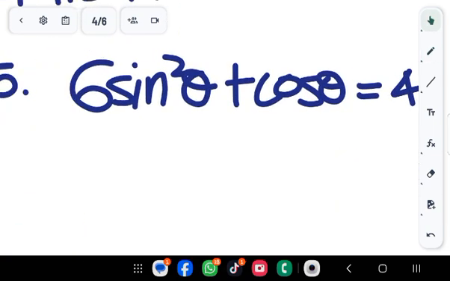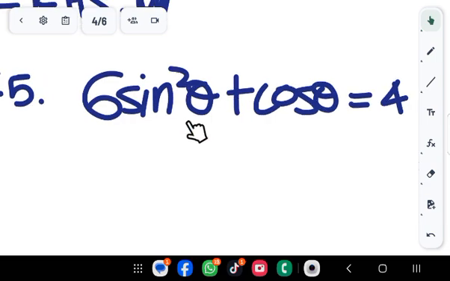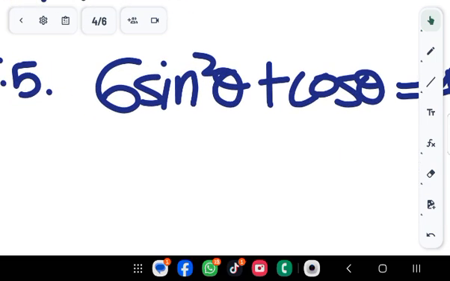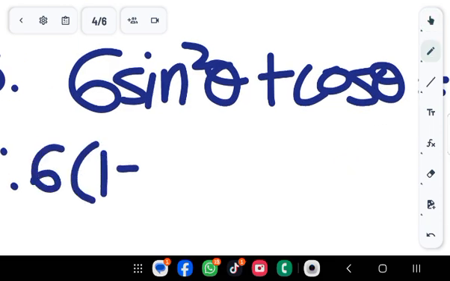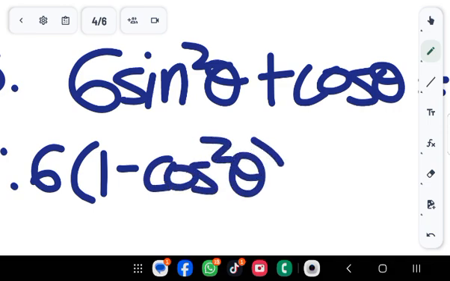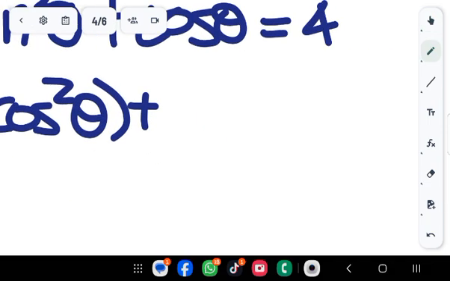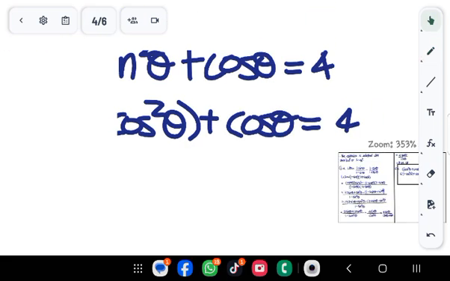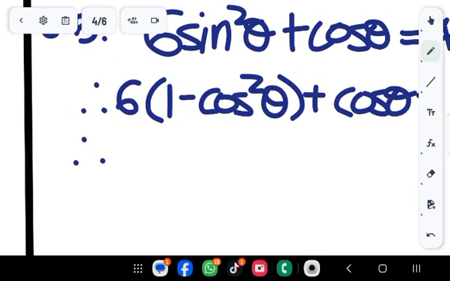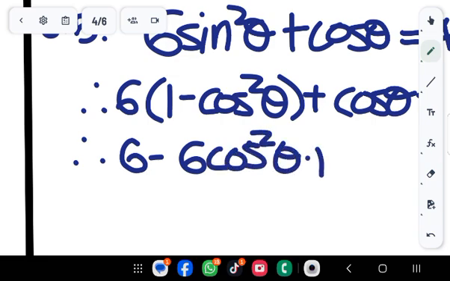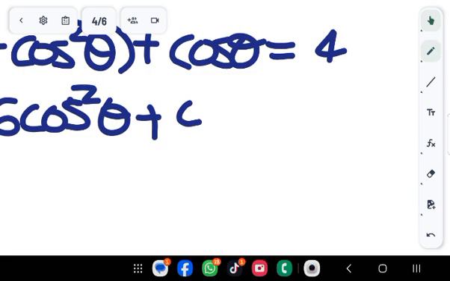Now sine squared theta can be written as 1 minus cos squared theta, and that matches with the cos theta. So let's convert that. That will be 6 times 1 minus cos squared theta plus cos theta equals 4. Now you have what looks like a quadratic equation, which is exactly what we were aiming for. So that is 6 minus 6 cos squared theta plus cos theta equals 4.